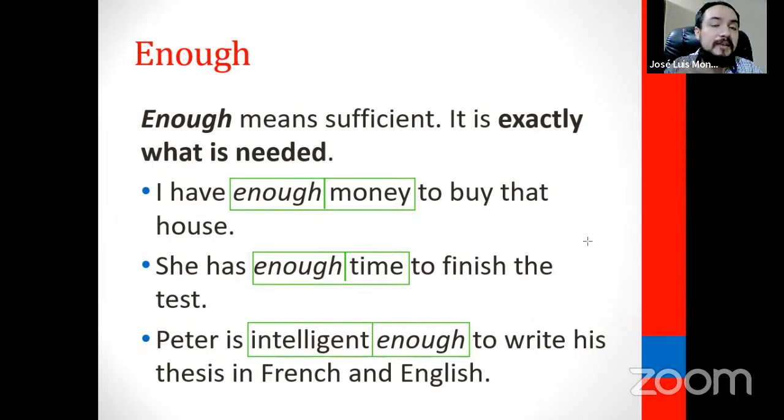And remember, in this case, this is positive, because it is what you need. It is what you require. If you have enough money, it means that you can buy a house. If you have enough time, it means that you can finish the test. If he's intelligent enough, it means that he is able to write his thesis. Remember the TH, so it's going to be thesis. So he can write his thesis in French and English.